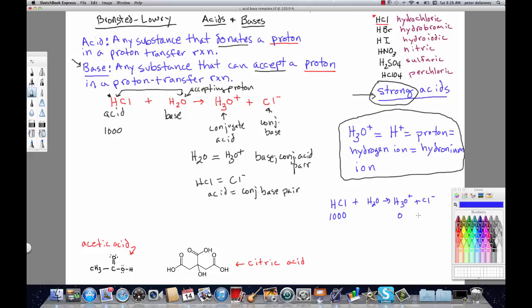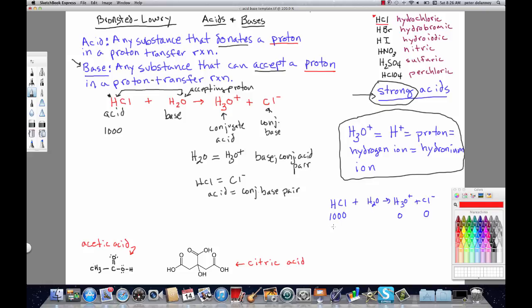So in the beginning, before we add it to the solution, there's going to be 0 of the H3O+ and there's going to be 0 of the Cl-. Now we go ahead and splash the hydrochloric acid into the water, because acids come as liquids. So this is going to be a liquid. We have 1,000 liquid molecules, we add it to the water and we mix it up.